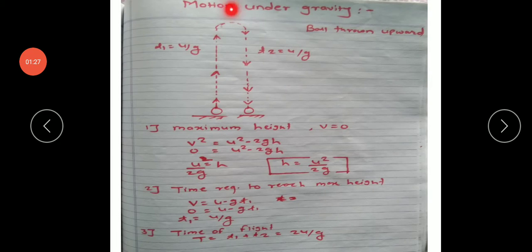So consider this upward motion. First type is motion under gravity, if the ball is thrown upwards. Here maximum height is to be calculated using this equation: v square is equal to u square minus 2gh. V is positive, u is positive, and g is considered a negative value because it always acts downwards. After reaching maximum height, the velocity becomes 0, right? So keep v is equal to 0. U is the initial velocity with which the ball is thrown. Solving this equation you will get h is equal to u square upon 2g.